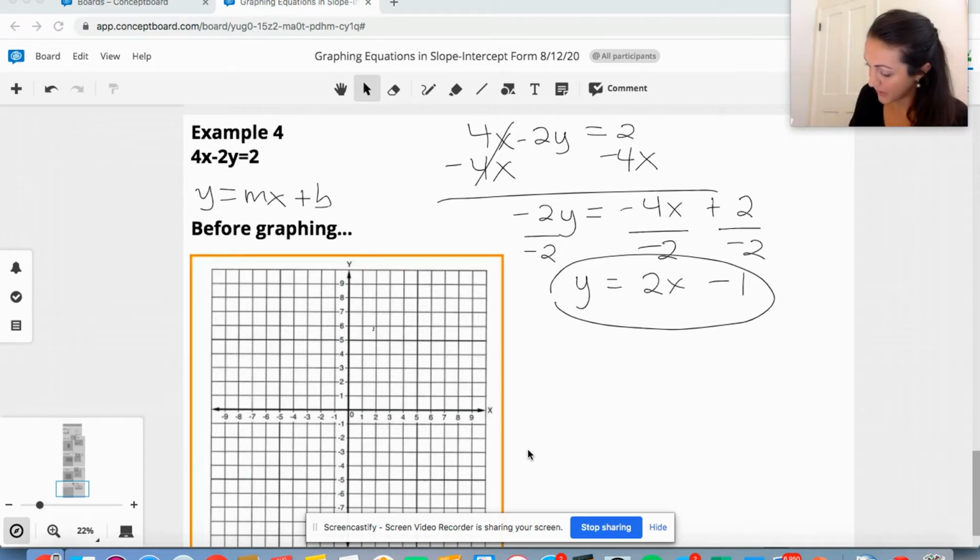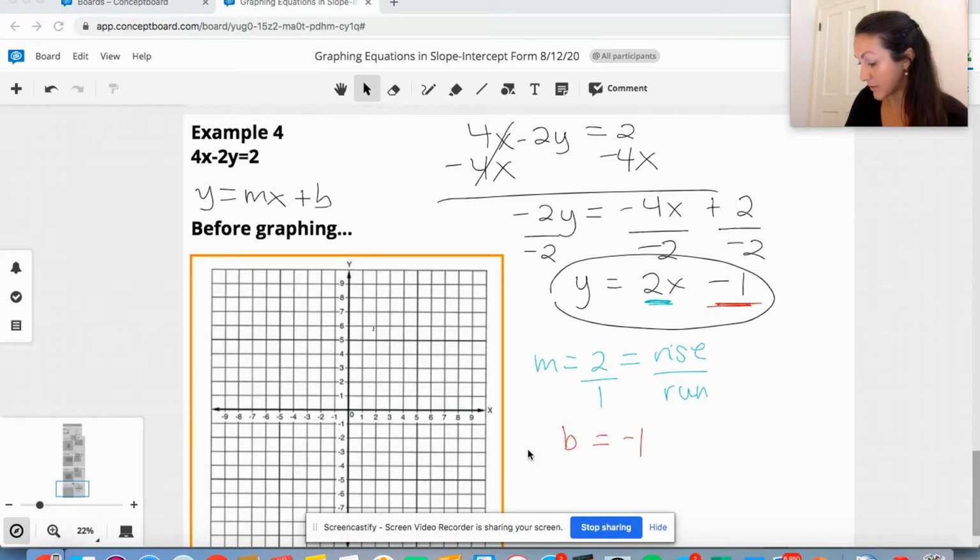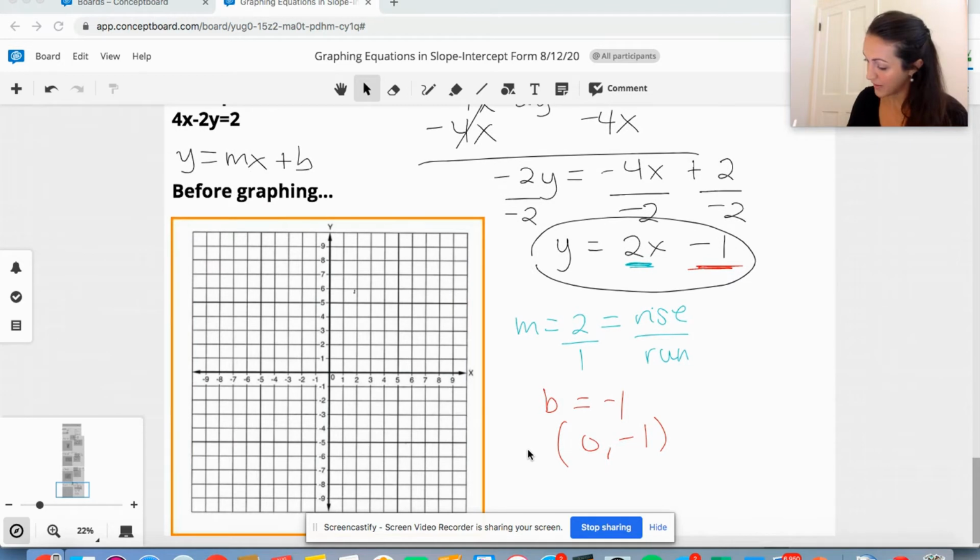Our slope here is 2, and we need to put that over a 1 because we need rise over run. Our y-intercept is -1. So that's the coordinate 0, -1 for the y-intercept. We have our y-intercept, and we have our slope. So we're ready to graph.